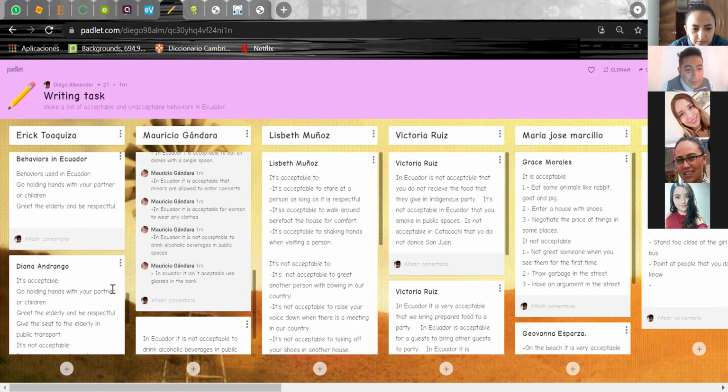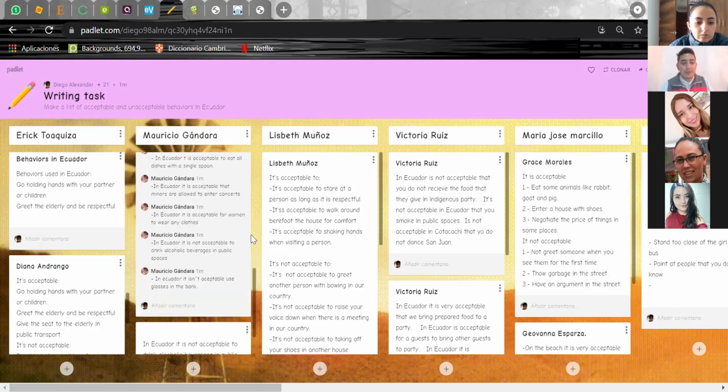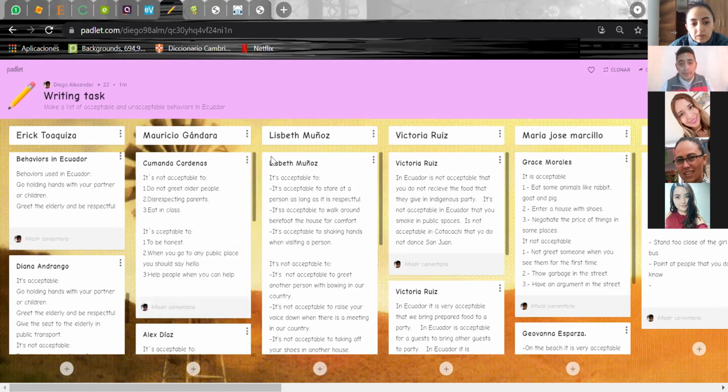Okay, what else? In Ecuador, it's unacceptable to use glasses in the bank. Yeah, that's like a behavior rule, maybe, I guess, in order to avoid some stealers or dangerous people entering these public spaces, because it can be dangerous. Okay, yeah, you have good examples. Thank you. And I think that we can move to the next activity, right?